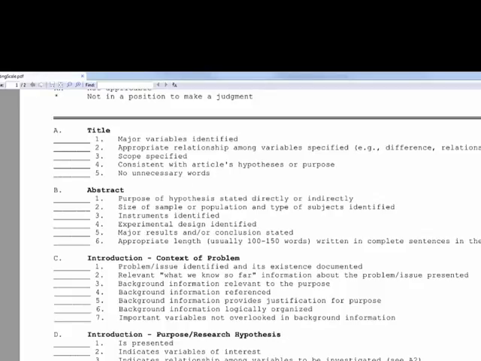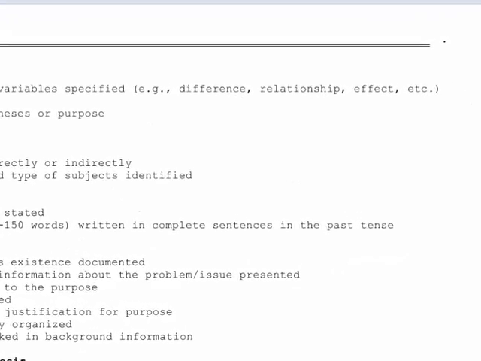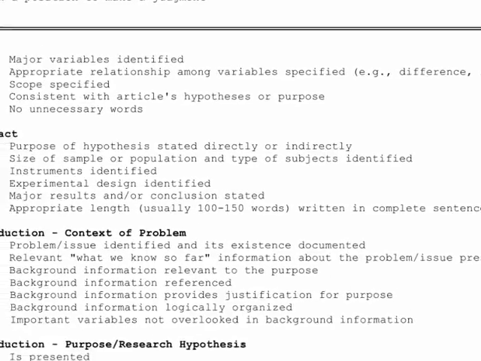You also need to identify the appropriate relationship among those variables. So is it the effect of, the relationship between, or the difference between groups based on some variable, where a group would be the independent variable and the outcome variable would be your dependent variable.